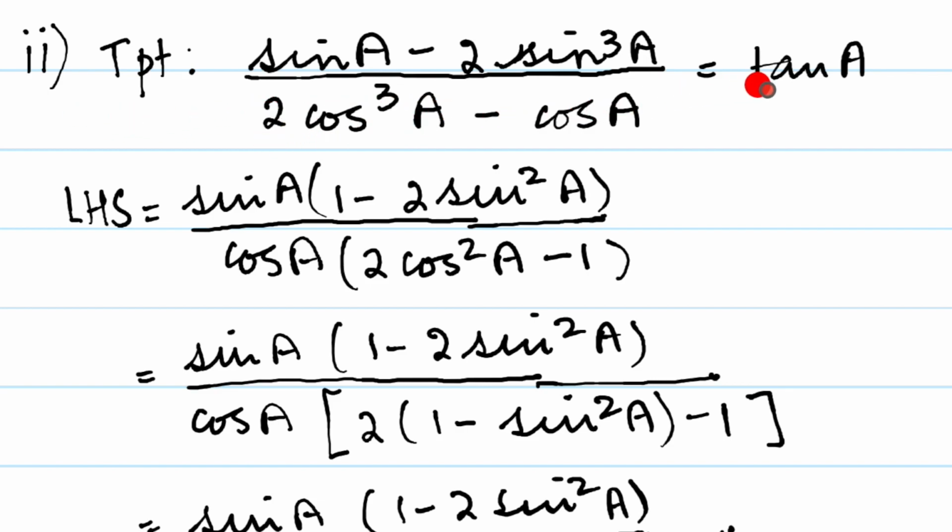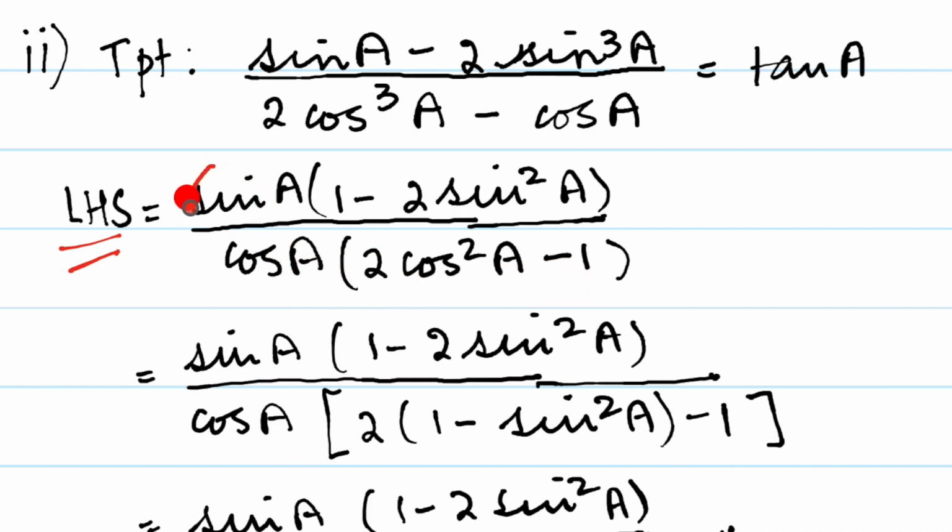This is our question. So obviously we'll start with the left hand side, and in our left hand side, we can see that sine A is common. So inside the bracket, sine A is out. So 1 minus 2 sine square A. And this is cos A common here. So cos A common and 2 cos square A minus 1.